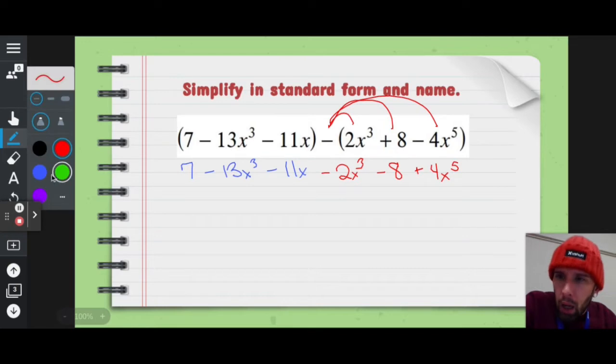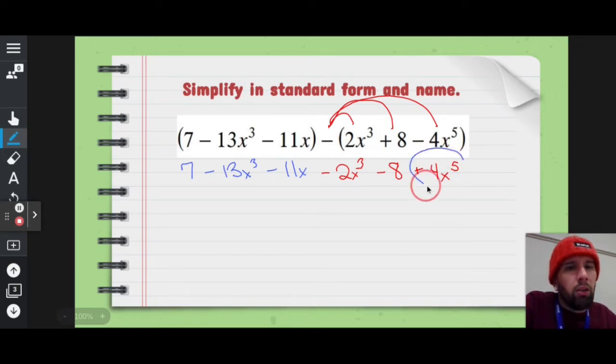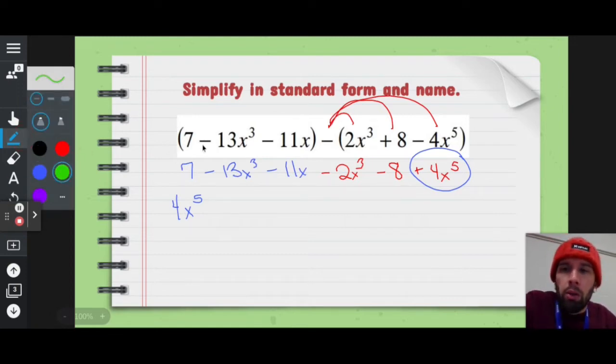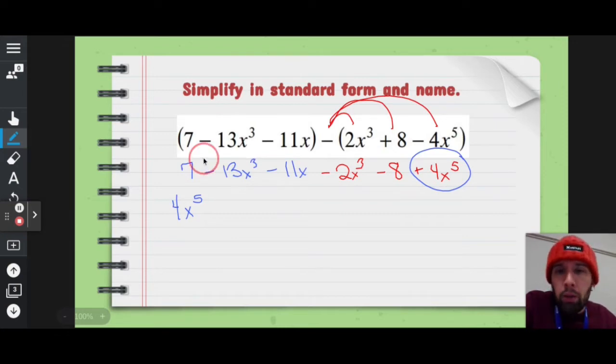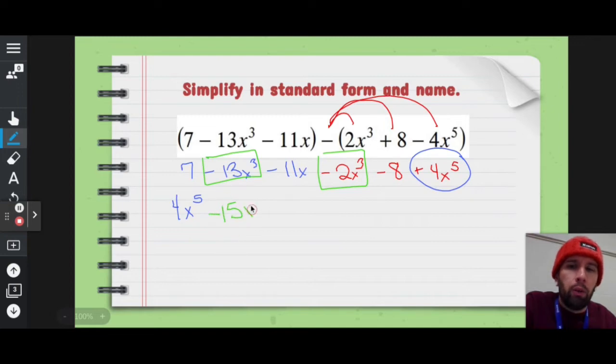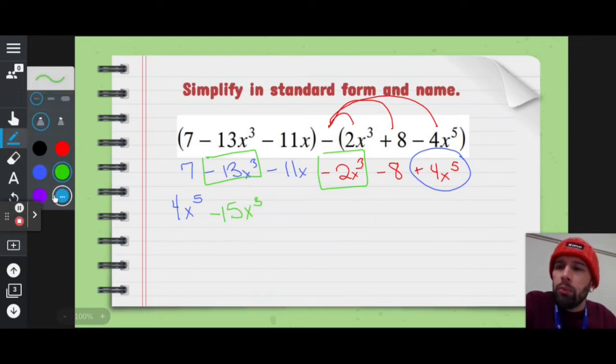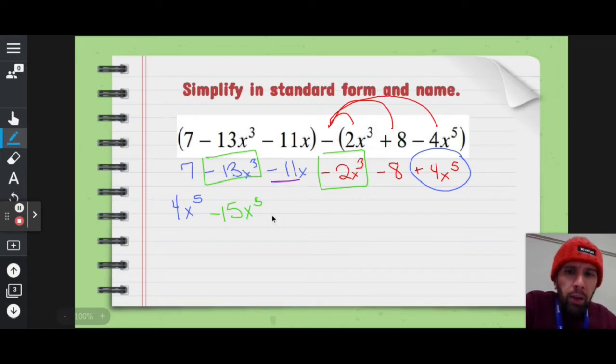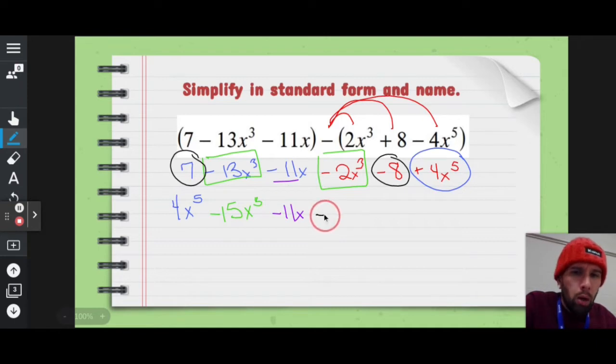Now, time to combine. I see a fifth over here, 4x to the fifth. It doesn't combine with anything, so I'll put it way out here, 4x to the fifth. This is me writing it in standard form. What's next? Maybe I should do different colors. No x to the fourth, so x to the third: negative 13x to the third minus 2x to the third, negative 13 minus 2 is negative 15, and x to the third comes along for the ride. Negative 11x is all on its own. And I'll just combine 7 and negative 8 to make negative 1.